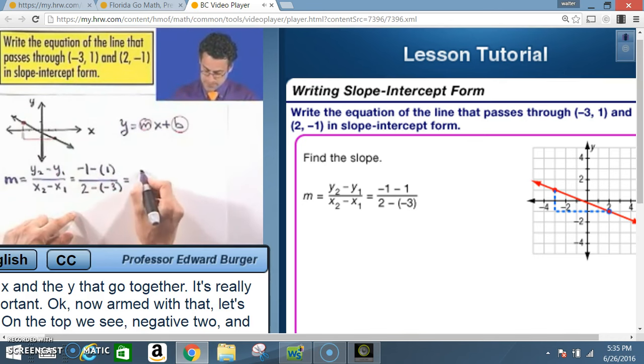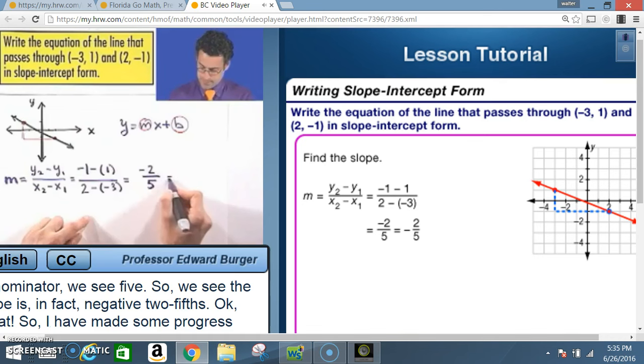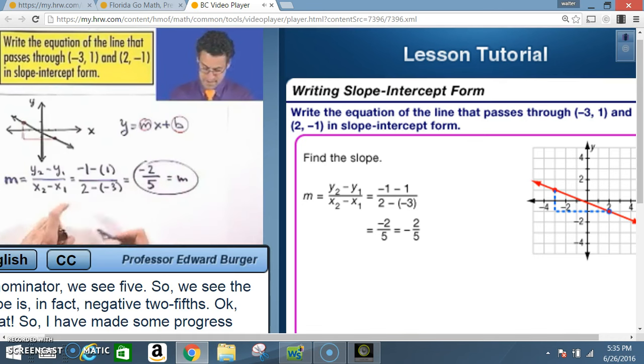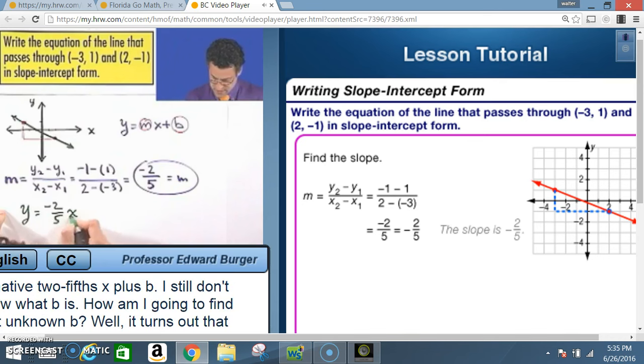Okay, now on with that, let's go. The top we see negative 2. In the denominator we see 5. And so we see the slope is, in fact, negative 2/5. Okay, great. So I've got some progress here. I see y equals negative 2/5 x plus b. But I still don't know what b is. How am I going to find that unknown b?